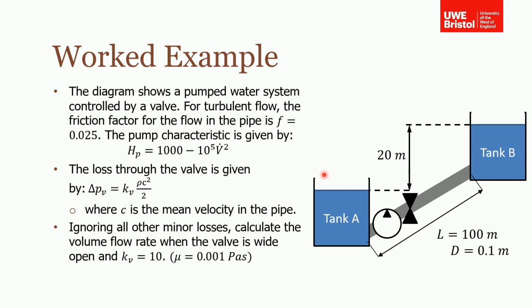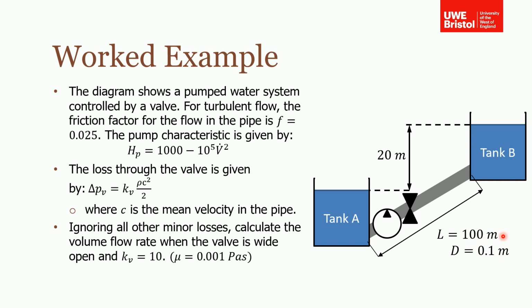In this question, we're asked to find the volumetric flow rate between these two tanks in this system. You can see from the diagram that tank A is open to the atmosphere, and tank B is also open to the atmosphere. There's a height difference of 20 meters between the water surface level in tank A and in tank B.